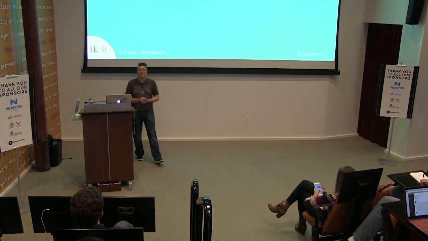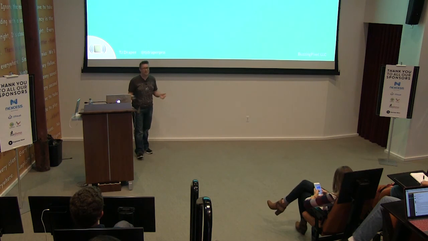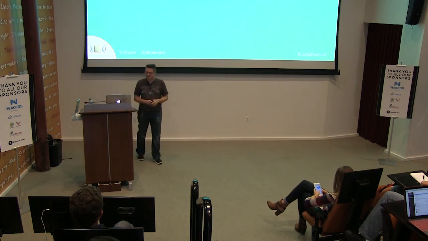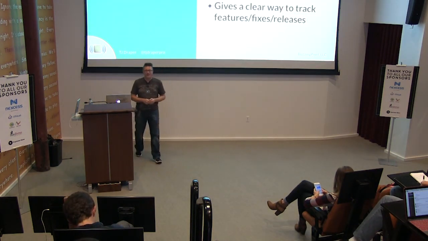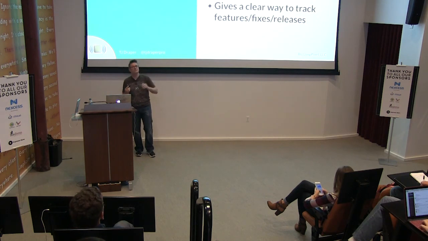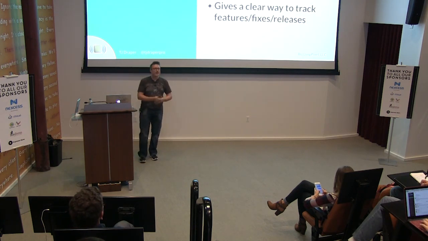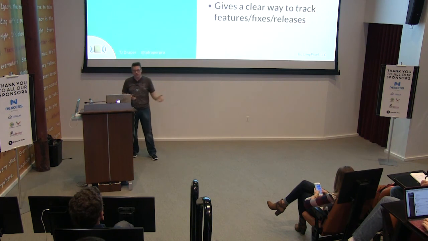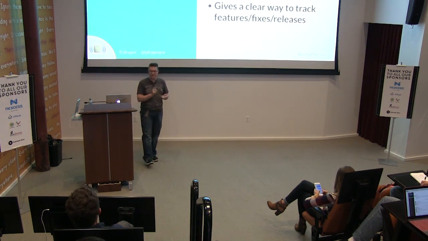All right, that was a lot of information, I'm well aware, sorry. So I'm going to give you a little summary of what we talked about. GitFlow is a branching model. It helps you understand when and how to branch and how to make you a better developer. It gives you silos for your code and your development. It gives you a clear way to track features, fixes, and releases.